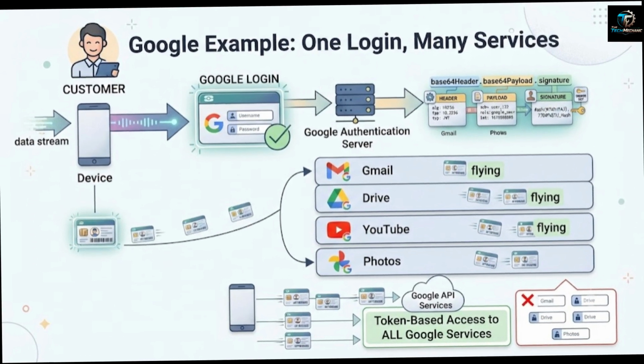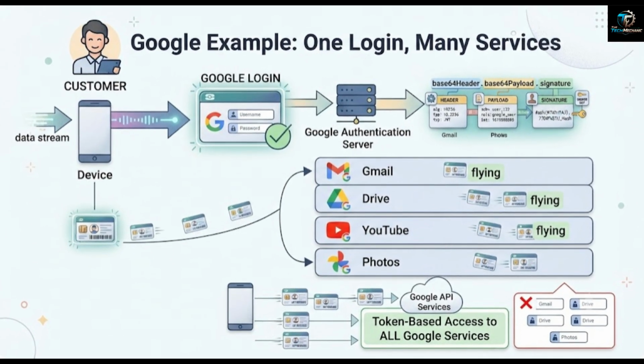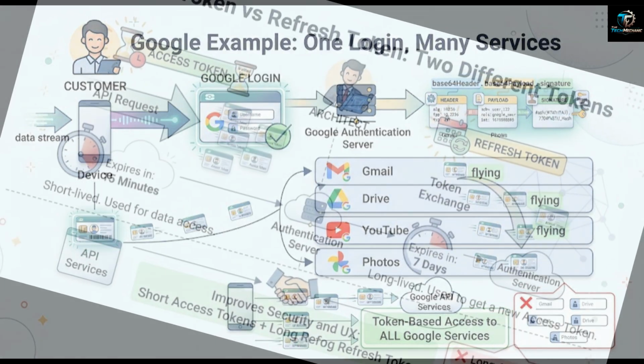Google uses a similar concept. After you authenticate, Google issues secure tokens that allow multiple Google services to recognize your identity. You don't need to log in separately to Gmail, Drive, YouTube, or Photos because each service can validate your token.